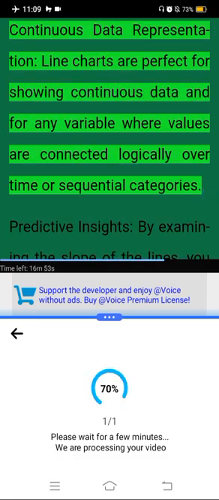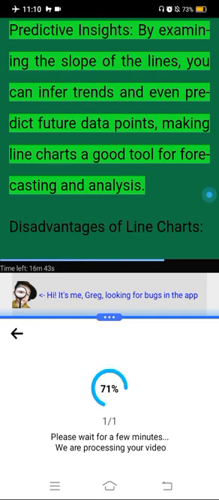Continuous data representation. Line charts are perfect for showing continuous data and for any variable where values are connected logically over time or sequential categories. Predictive insights. By examining the slope of the lines, you can infer trends and even predict future data points, making line charts a good tool for forecasting and analysis.